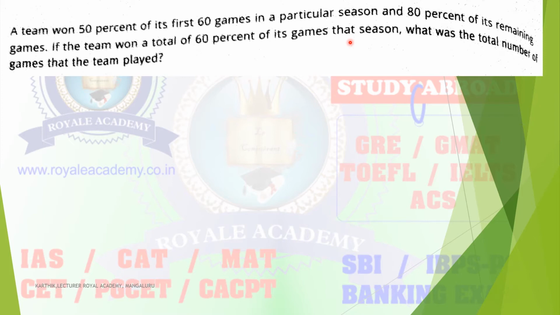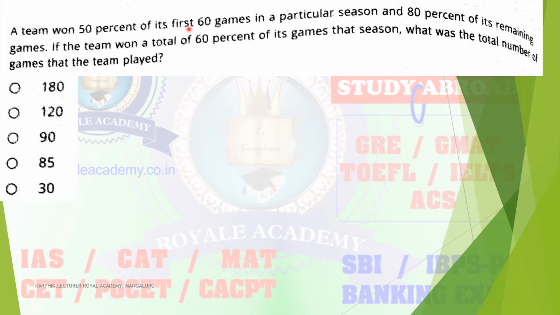Total number of first half plus second half total games is how much? And that percentage is given. That 1% is how much? Total average is 60% game he won, along with that first half as well as second half. In that case also you directly go for the option. So 180 is nothing but, so first half is how much?